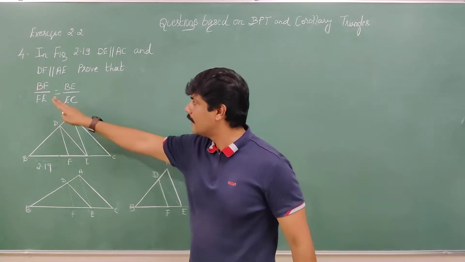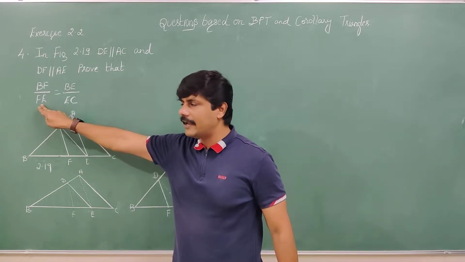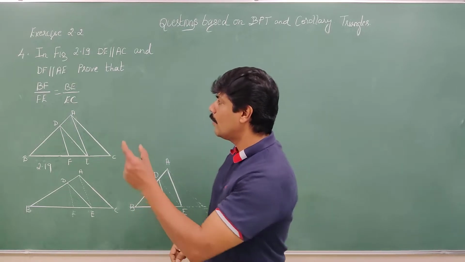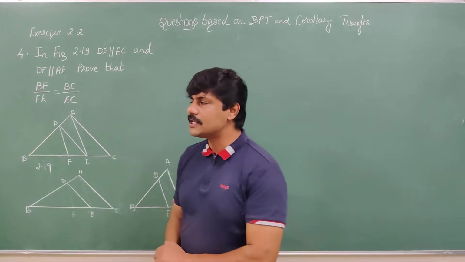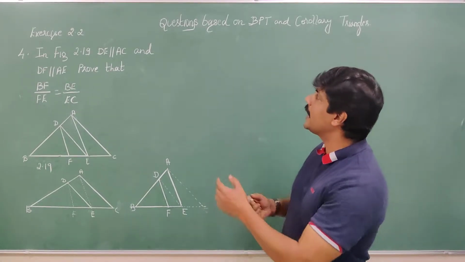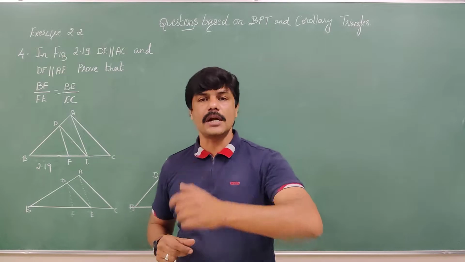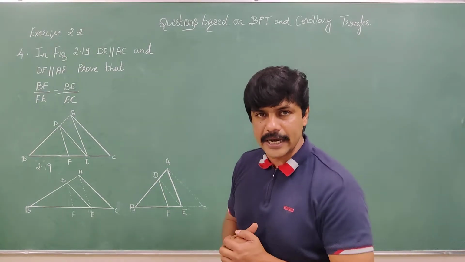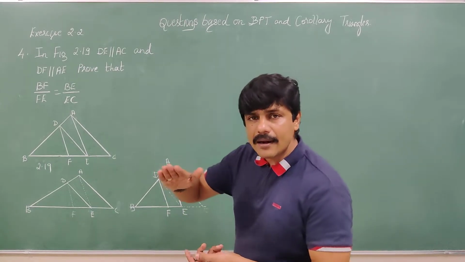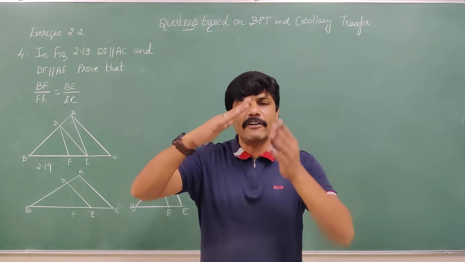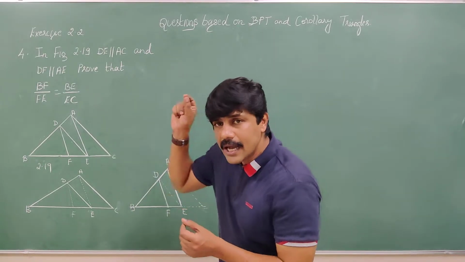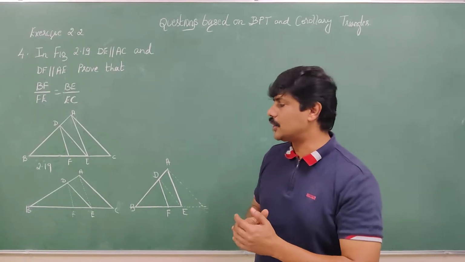Prove that BF by FE is equal to BE by EC. How is it possible to prove? It's very easy if you know the basic proportionality theorem. What does the basic proportionality theorem state? If a line is drawn parallel to a side of a triangle to intersect the other two sides at distinct points, it divides the other two sides in equal ratio.